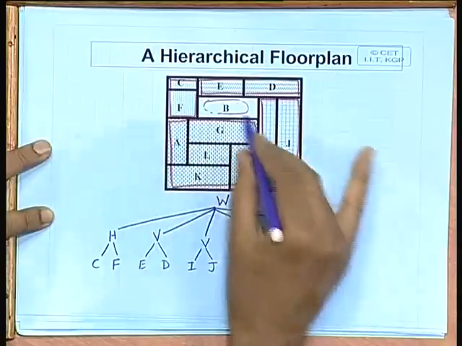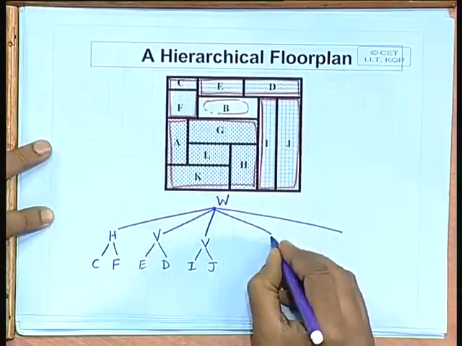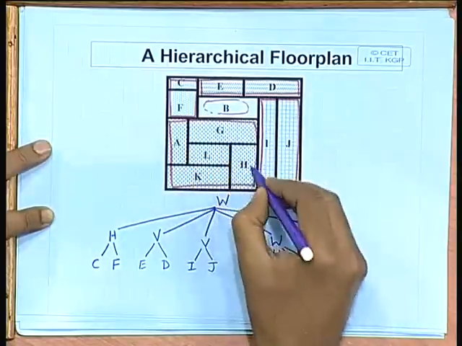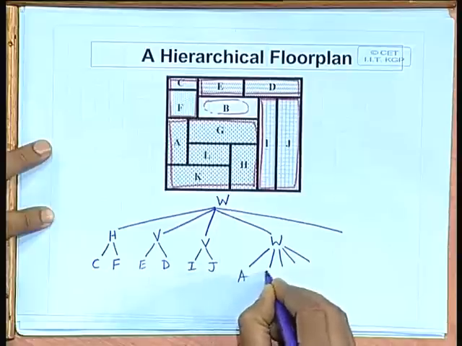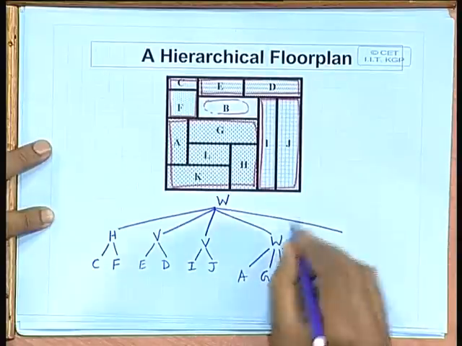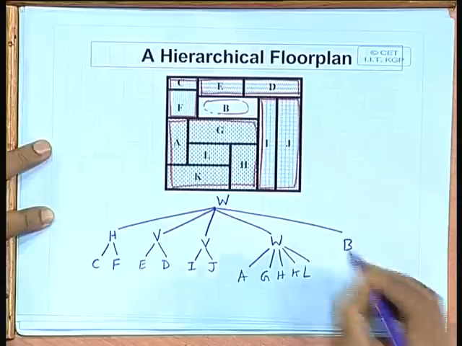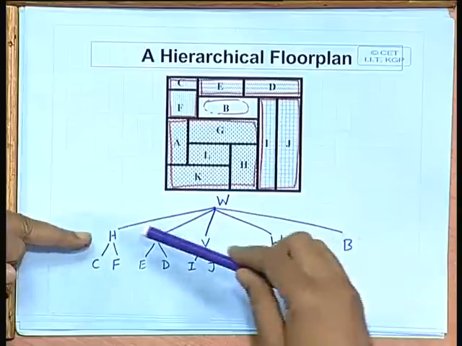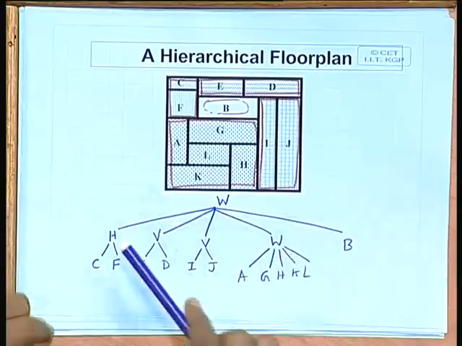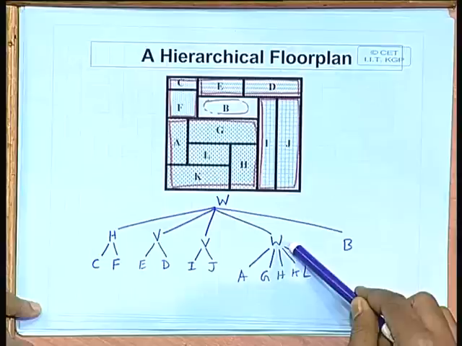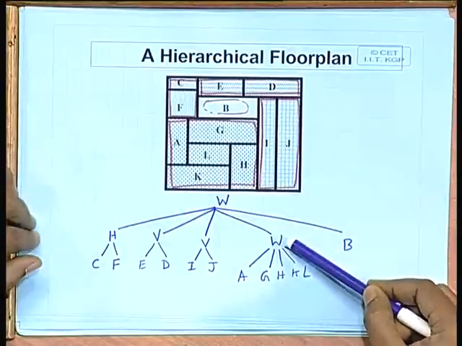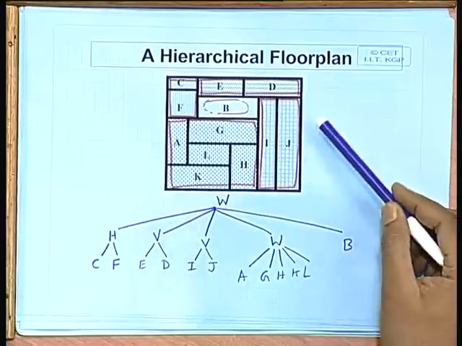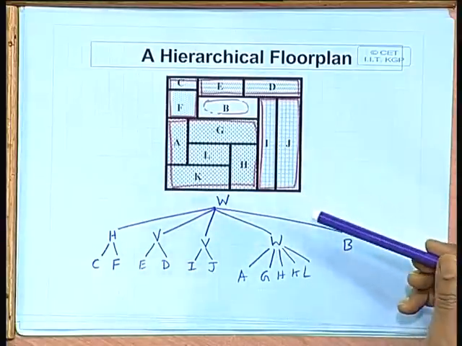This one is again a wheel. So, here you will get another W node. There will be 5 successors A, G, H, K, L. And finally, the middle one is B. So, for this floor plan you can construct a tree like this, where you can see instead of V and H you have a third kind of node W. So, in general your floor plan can also contain wheel nodes. Fine. So, these are the ways you represent a floor plan.